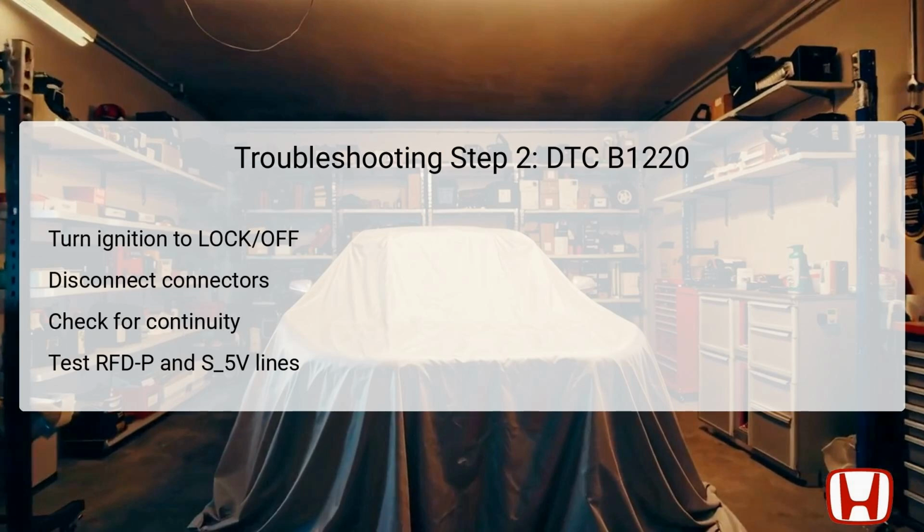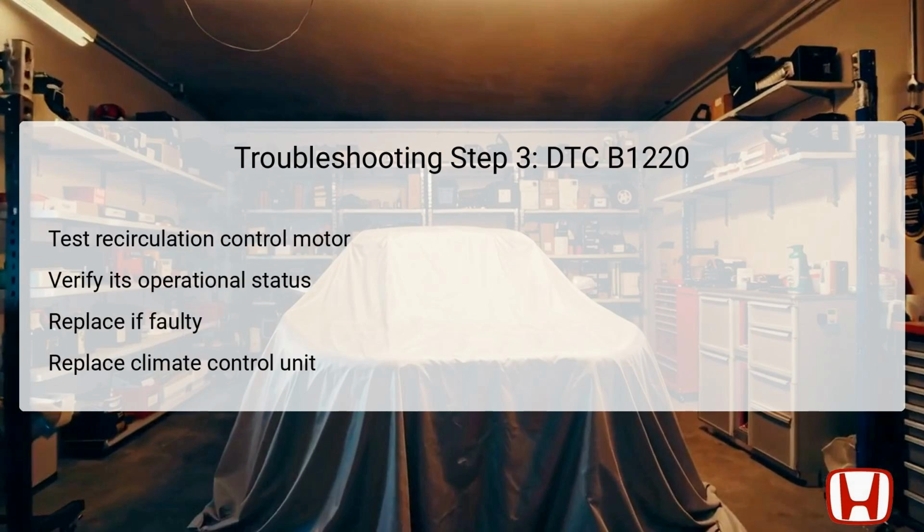If you find continuity, it indicates a short to body ground exists within the wiring, and repairs to the wiring should be made. If there is no continuity, the wiring between the climate control unit and the recirculation control motor is likely okay, allowing for further diagnostics.